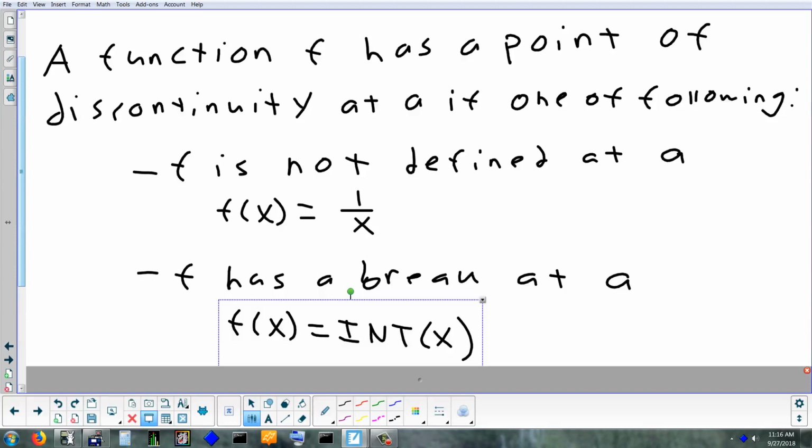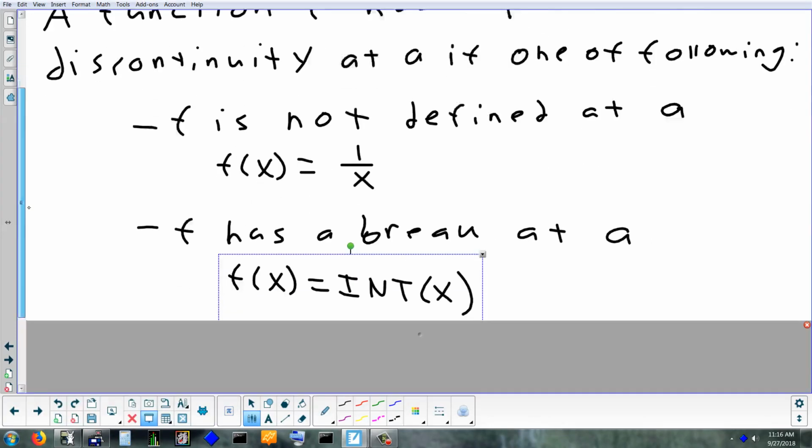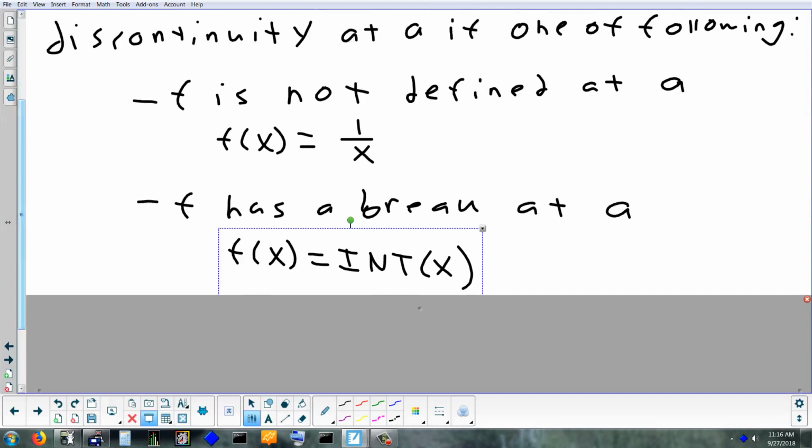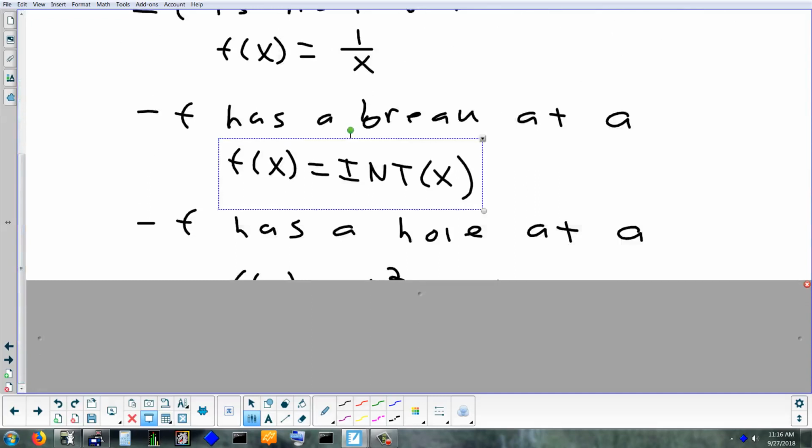So there's no undefined values. It's just that the integer function is almost like rounding. Your answers are integers. When you get an answer to the integer function, it could be 0, it could be 1. There's nothing in between. That's why it jumps up a step. So because of that, you have a break in the graph, and that causes a discontinuity. But it's not undefined. It's a break. And then the last type of discontinuity is the trickiest because you can't see it on the calculator even though it's there.